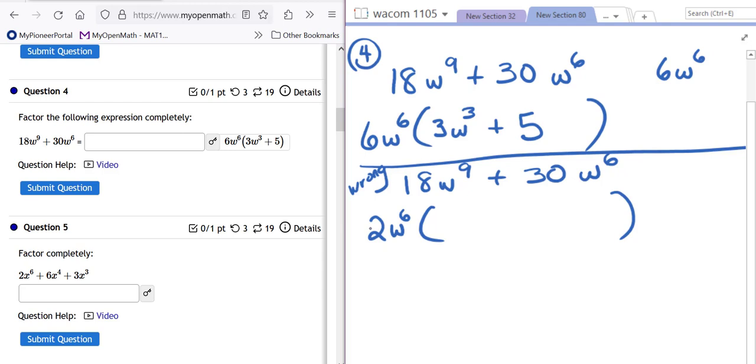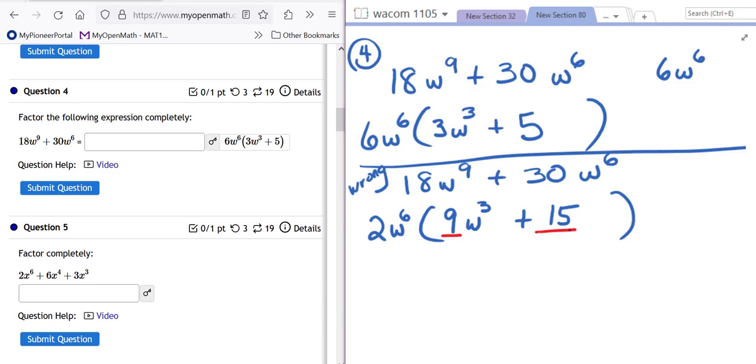All right, and so if I have 2 and I want 18, I need a 9, just divide. I need 3 more w's. All right, 2 into 30 will go 15, and I'm good with the w. All right, if you check it, it's going to work. It's going to match this. The trouble is we left a common factor. 9 and 15 have a common factor of 3.